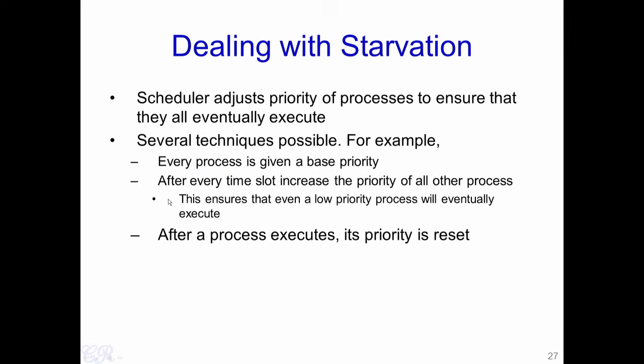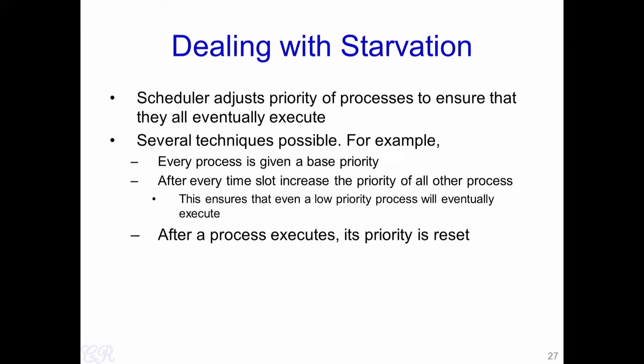So, there are several techniques that a priority based scheduling algorithm could use to deal with starvation. We give one particular example here in which an operating system with a priority based scheduling algorithm could ensure that every process, even the low priority process, will eventually execute in the CPU. So, let us say in this particular operating system, when a process starts, it is given a base priority. Now, this base priority will differ from process to process.